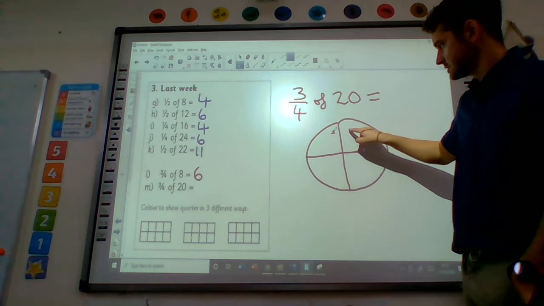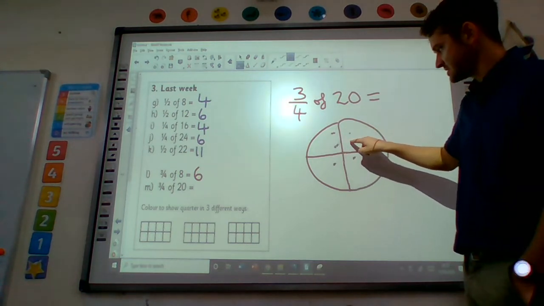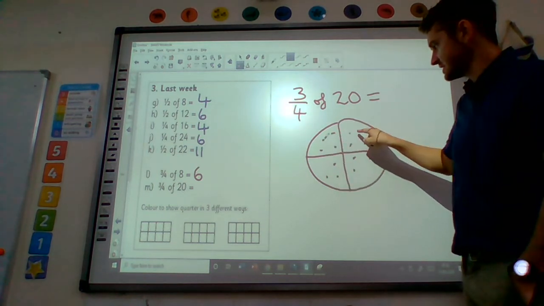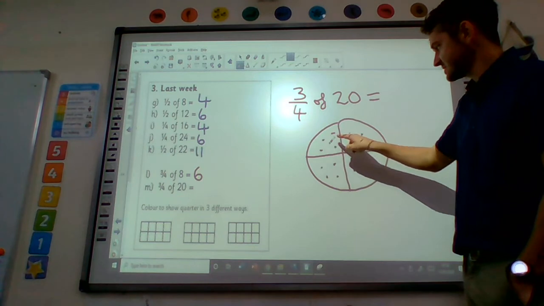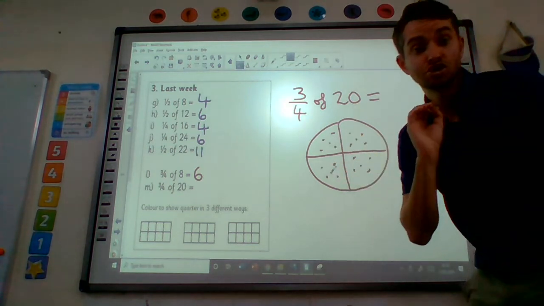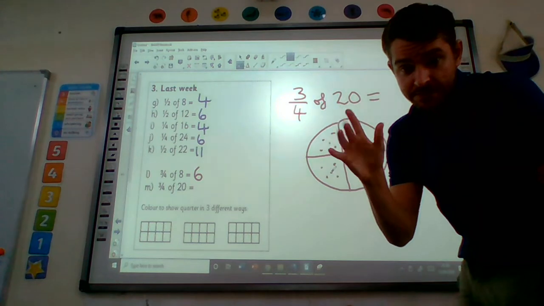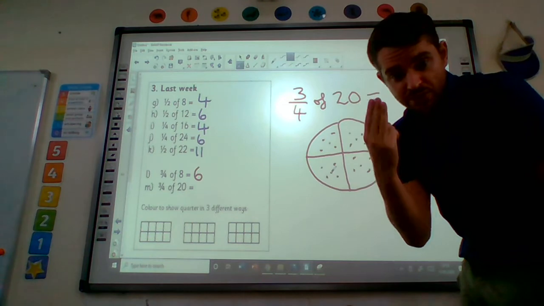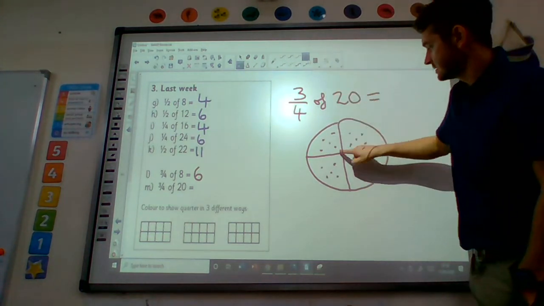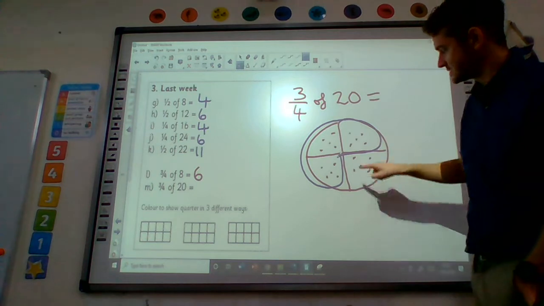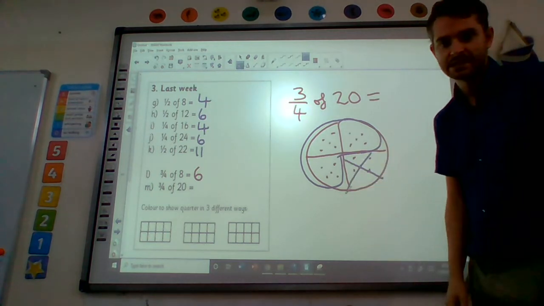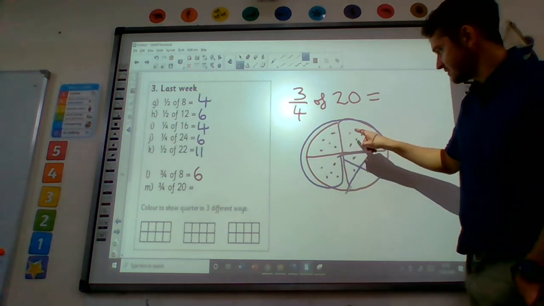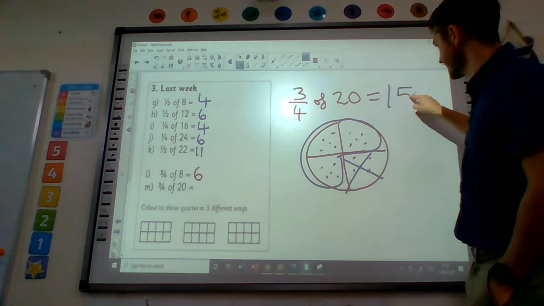1, 2, 3, 4, 5, 6, 7, 8, 9, 10, 11, 12, 13, 14, 15, 16, 17, 18, 19, 20. Don't write the answer 5, even though there's 5 in here. That's only 1 quarter. We need 3 quarters. So we look at 3 quarters. We don't look at this quarter here. 1, 2, 3, 4, 5, 6, 7, 8, 9, 10, 11, 12, 13, 14, 15. Our answer is 15.